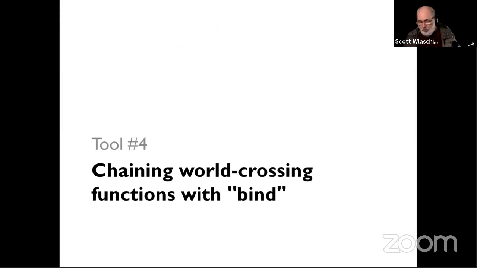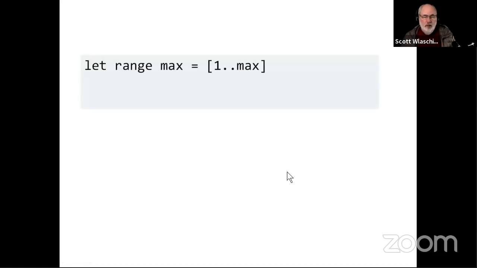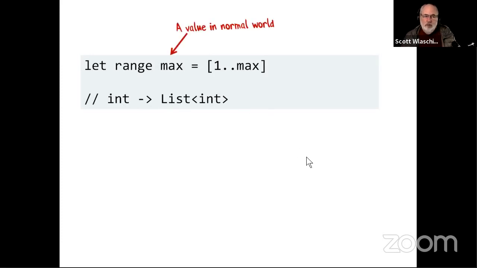Now here's a much more complicated one. Now we're going to come into monads. One of the really common problems you have is these world crossing functions and how to connect them together. And we're going to use bind for that. So what is a world crossing function? A world crossing function is a function where the input is in normal world and the output is in a different world. So for example, returning a list of integers. The input is an integer, but the output is a list. So the input's in normal world and the output's in list world.